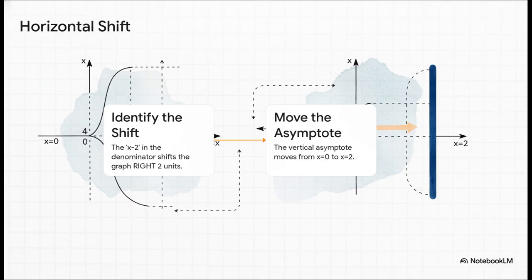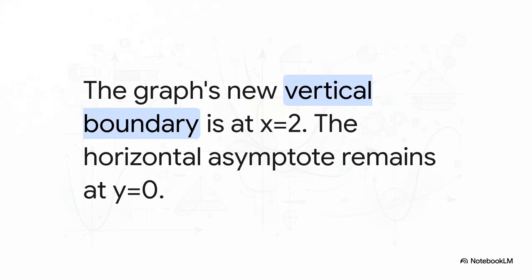The trick is to think, what value of x would make that denominator 0? Well, x minus 2 equals 0 means x would have to be 2. And that's our new vertical fence. So check this out. It's the same exact hyperbola shape, but that vertical boundary line has just slid 2 units over to the right. And notice the horizontal asymptote is still at 0 because we didn't add or subtract anything outside the fraction.